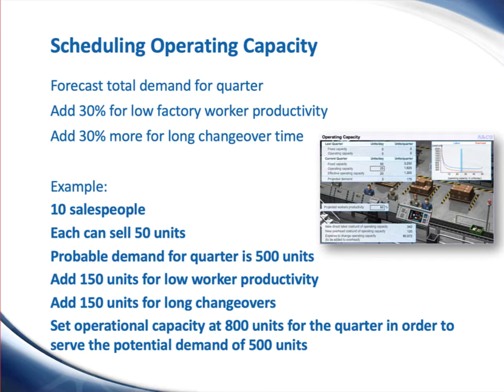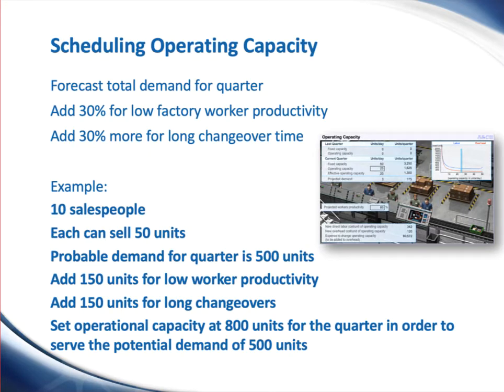So let's assume that we have 10 salespeople and we assume that each can sell 50 units. The probable demand for the quarter would be about 500 units. However, we look at 30% based on lower worker productivity. That means 150 units more should be produced, given the fact that we lose 30% due to lack of productivity. And then we said about 30% for a long changeover. That means another 150 units for long changeovers.